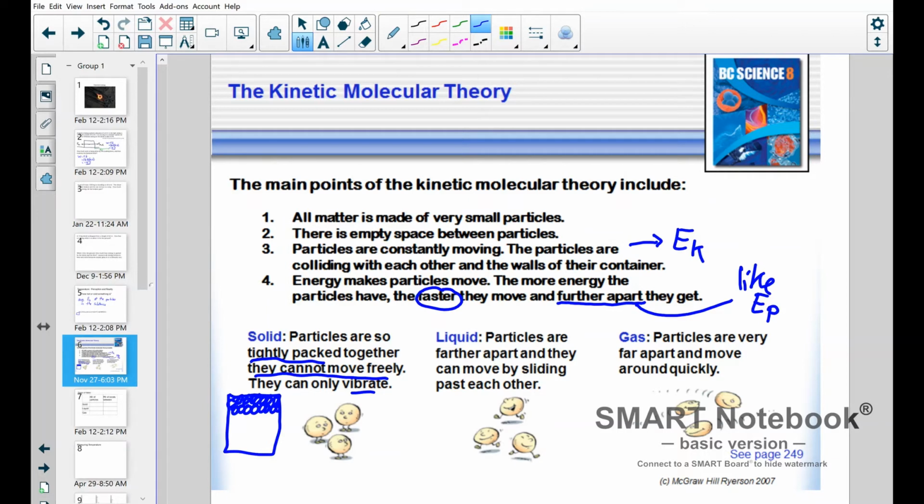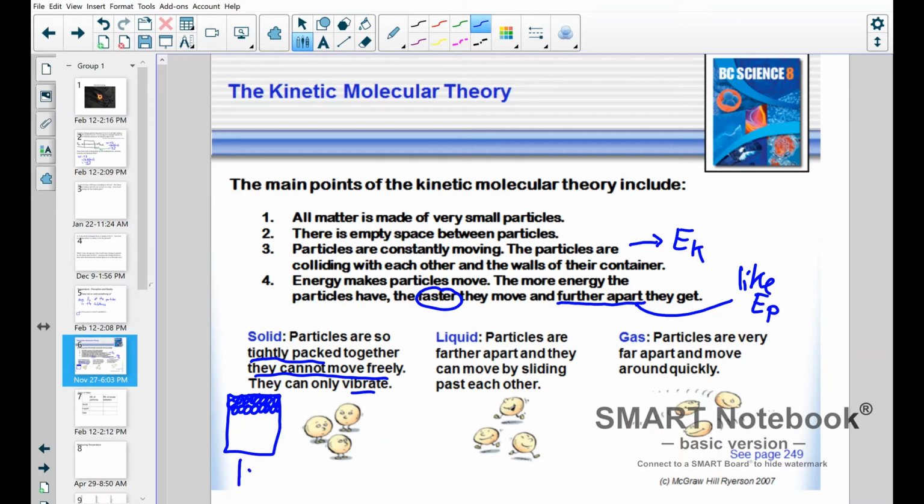And how I imagine that is trying to walk down the hallway when it's full of kids and you're linked elbows with the person next to you. You're holding on very, very tightly to them. You're not free to move. They're not free to move. And there's a very strong bond between you and the other person.